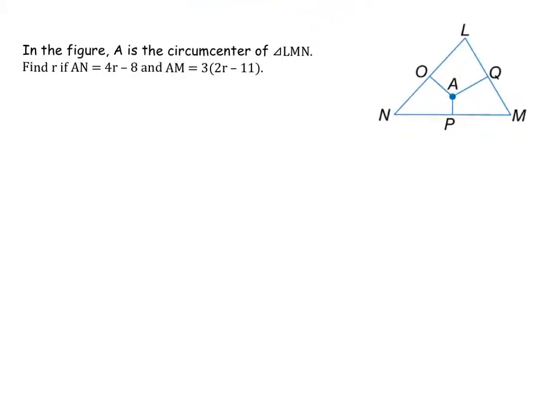And this problem right here. We have the circumcenter, which is formed by perpendicular bisectors, which means each of these segments is perpendicular to a side of the triangle. And also, it makes these congruent. And it says find R if AN, and we're going to have to draw a new segment for AN, is 4R minus 8, and AM is 3 times 2R minus 11.